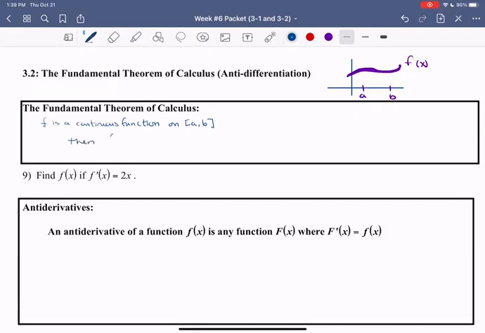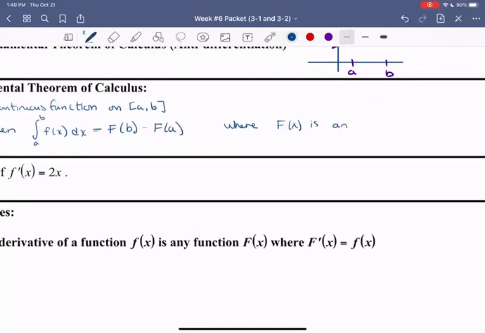Then, if you want to compute the integral from a to b of little f of x dx, that is equal to big F of b minus big F of a, where what is this big F function? Where F of x is an antiderivative of little f. So what does that mean? I.e., the derivative of big F of x with respect to x, or if you'd like, F prime of x is equal to little f of x.